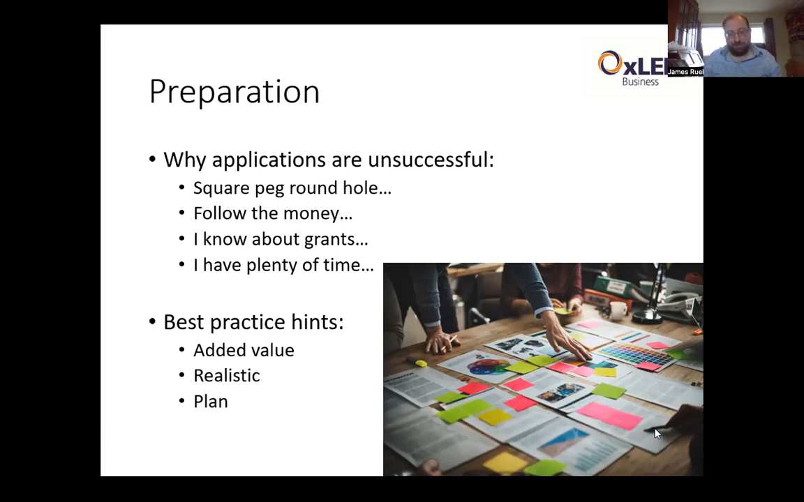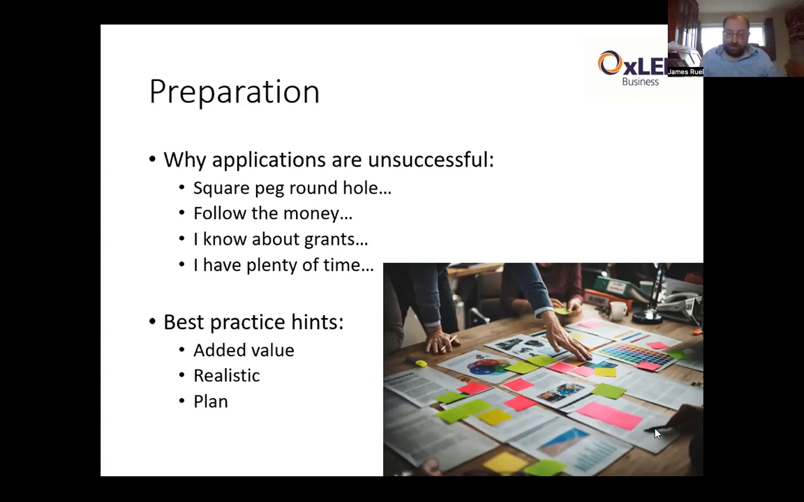So in terms of best practice hints, think about the added value that you bring. Think about how your project fits with the grant scheme and why it is a good fit. The most successful applications are those that can demonstrate that they fit very neatly with the grant scheme advertised and that they add value to the scheme and to the business for the public money being invested.